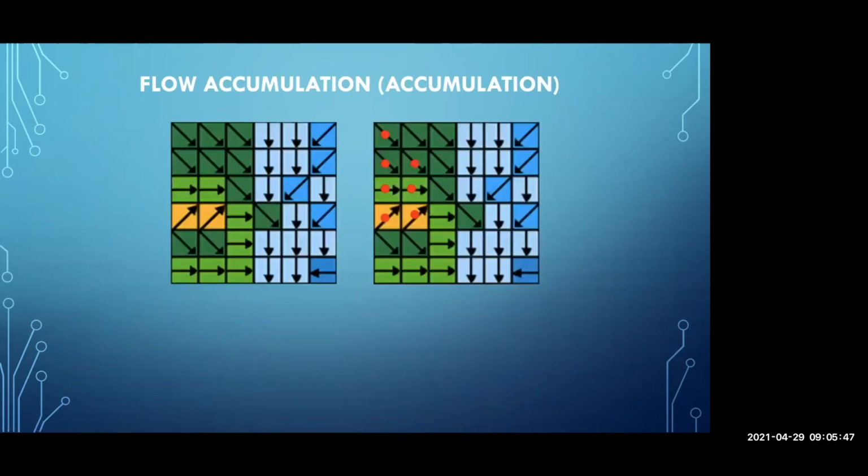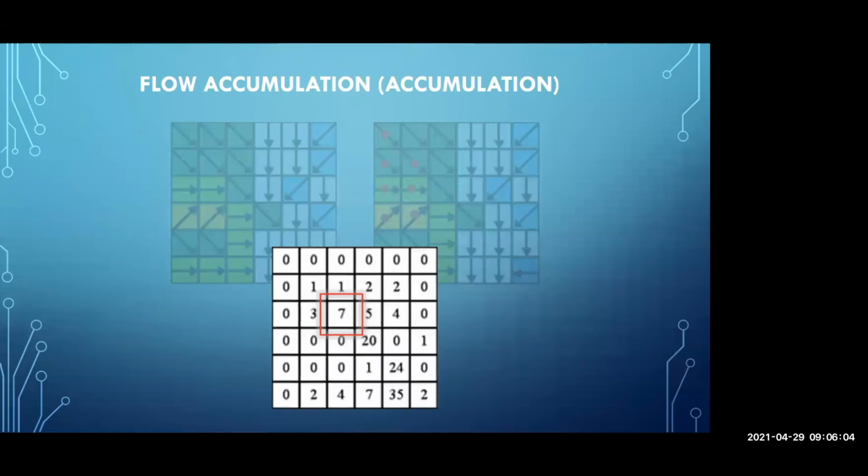So if we look at the cell to the immediate right of that, we see that there's actually those 3 cells plus more cells contributing to that cell. So it's not only the cells adjacent to it, but it's also the cells that feed the cells that are adjacent to it. So next slide. We'd see that that cell has a flow accumulation of 7, and so on.